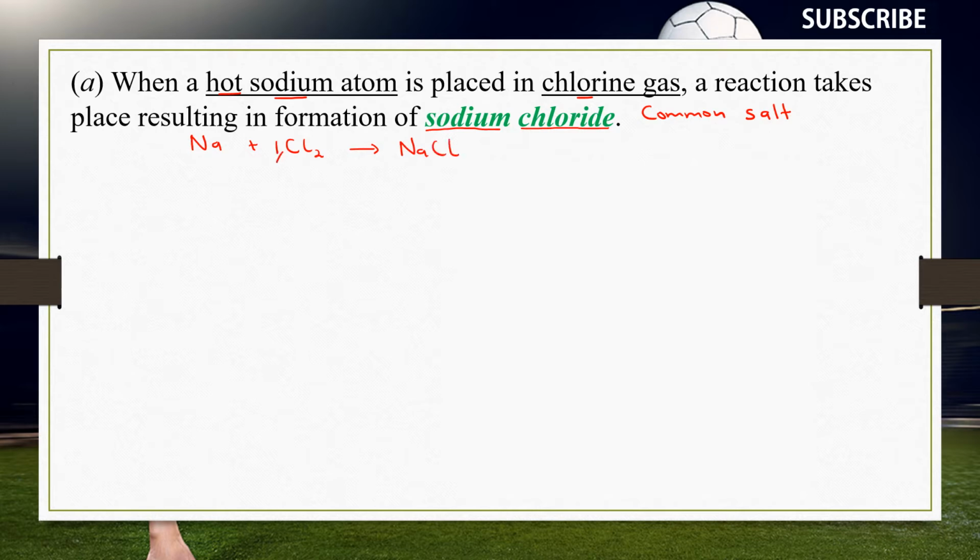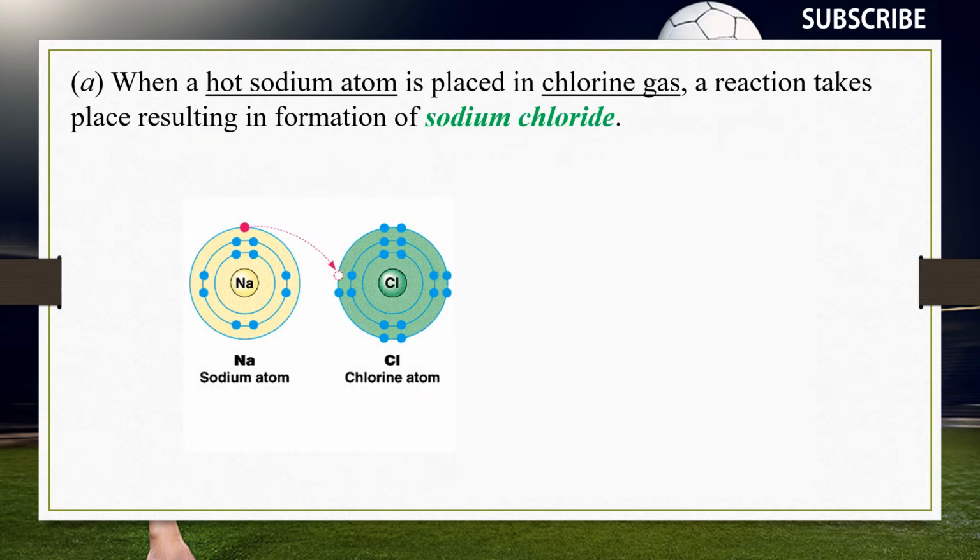So let's balance with a half. Obviously chlorine will be a gas. So in this case we want to see how this sodium chloride is formed. When you look at the two atoms, we have the sodium atom and the chlorine atom coming from the chlorine gas. Our sodium atom here has an electronic configuration of 2, 8, 1.